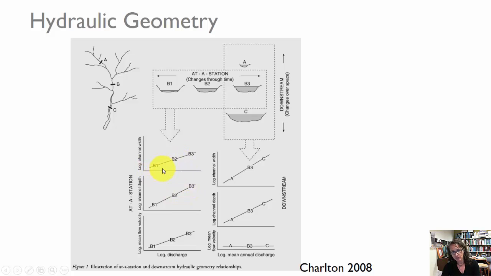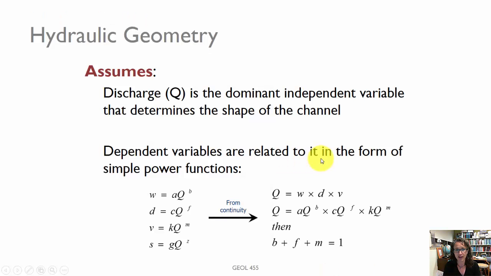And so this is what an at-a-station hydraulic geometry relationship is looking at: what is the discharge at a single cross-section, and how does it relate to width as discharge changes. We can also look in the downstream direction, so from A to B to C, and in this case they're doing the log of the mean annual discharge. So discharge goes up on the x-axis. How does width change? And yes, of course width is going to change as we go from upstream to downstream. How does depth change? And velocity actually doesn't change that much. So we'll come back to these, but I just wanted to set up the scenario of how this actually works.